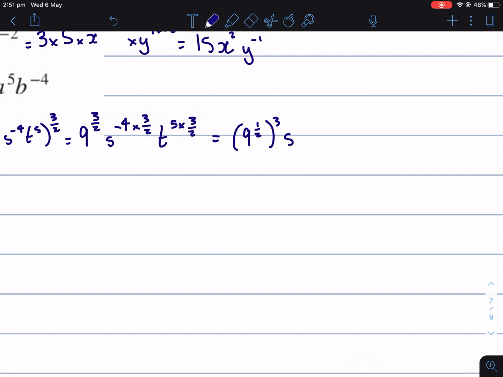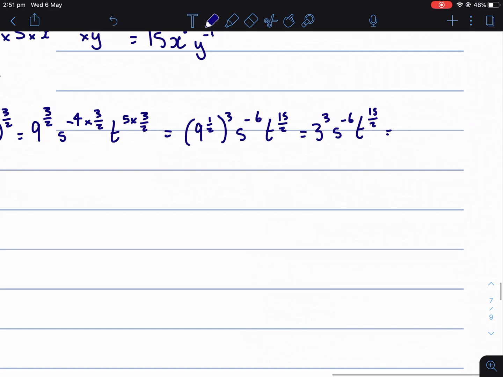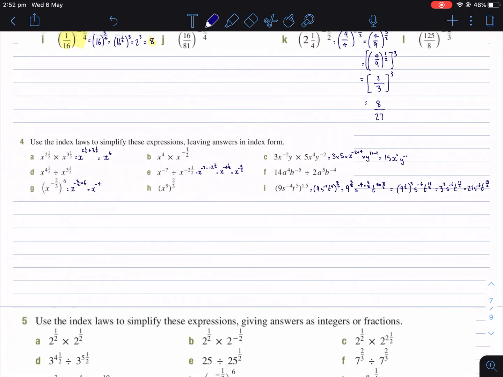S, -4 times 3 on 2 gives me -8. No, -6, sorry. T to the 15 on 2. Now, 9 to the half is 3, because that's the square root of 9. Cubed, S to the -6, T to the 15 on 2. 3 cubed is 27. S to the -6, T to the 15 on 2. Wasn't too bad.